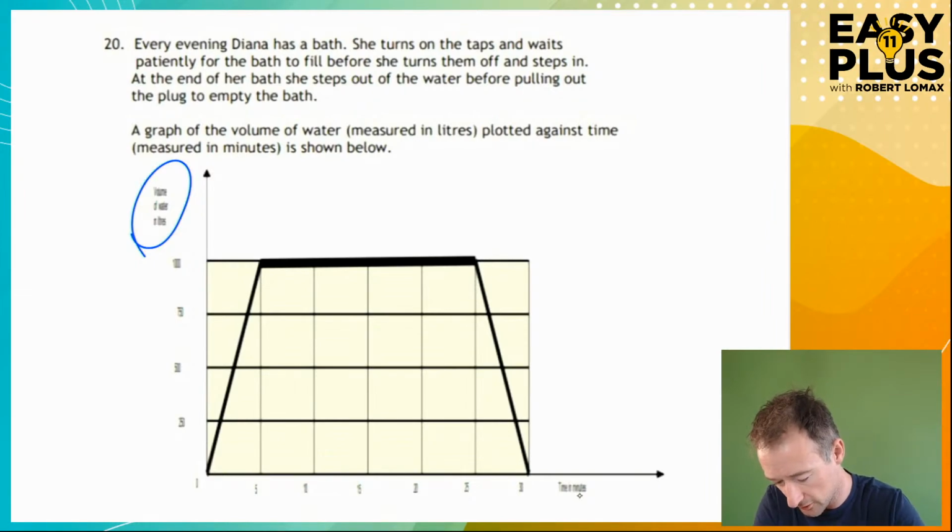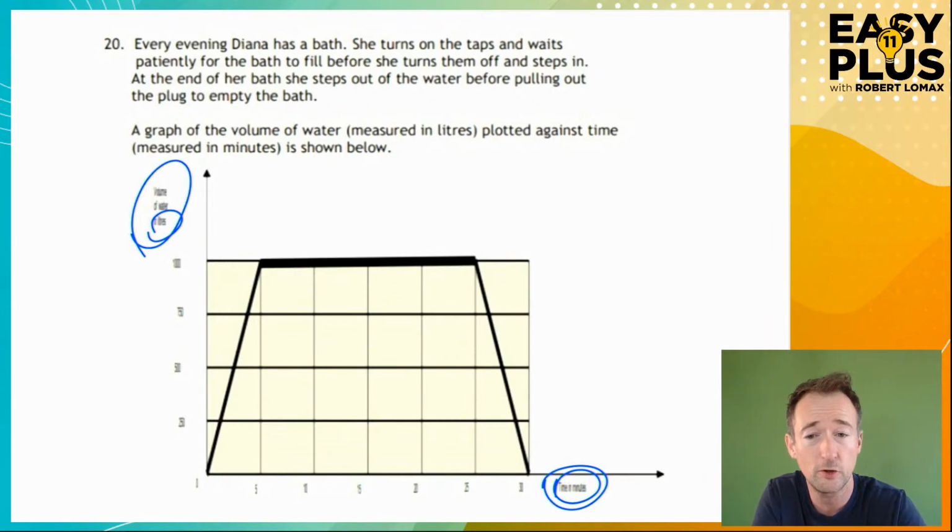And here we've got time in minutes. Okay? We've got litres, in minutes. Take note of that because those units could easily be important later. I might have inside information because I might conceivably have already looked at the worksheet, but it's a reasonable guess, isn't it?